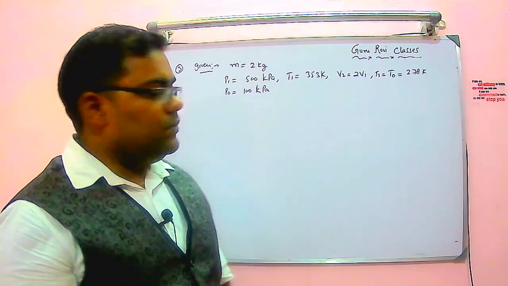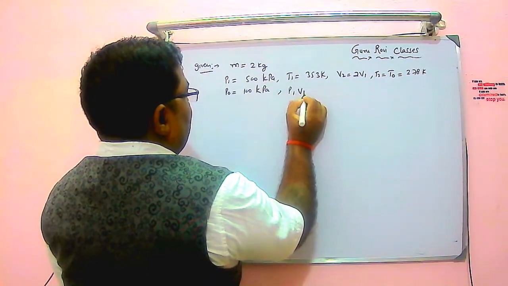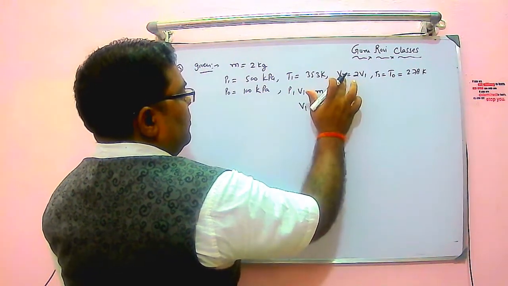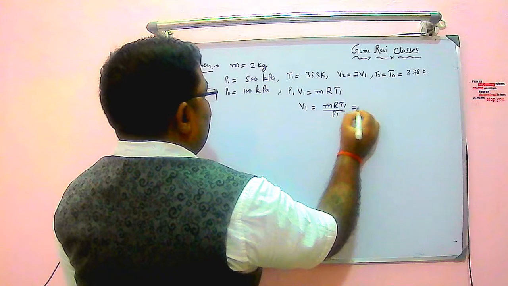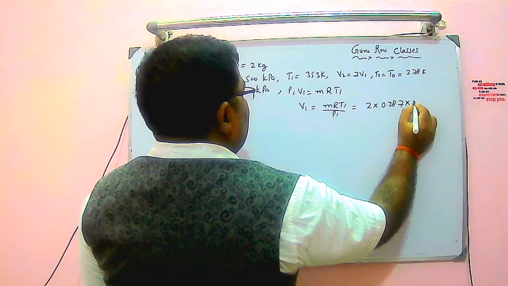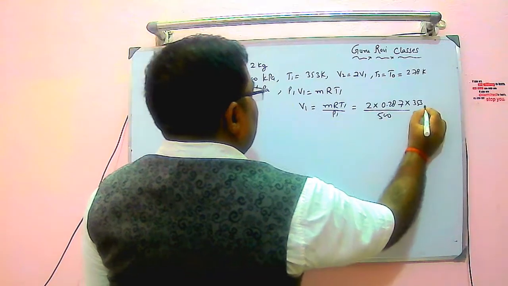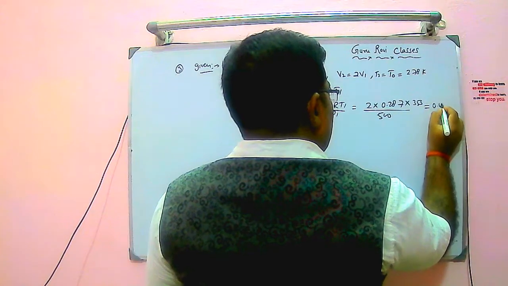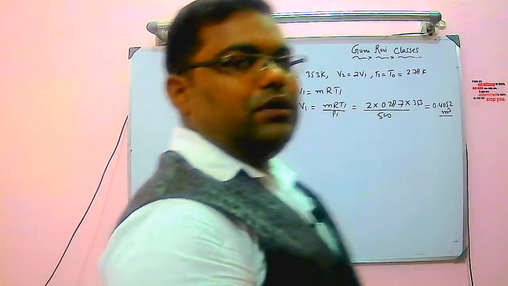So from initial itself, from this equation P1 V1 is equal to MRT1, get volume 1, because volume 2 is 2 times of volume 1, that is MRT1 divided by P1. So M is given 2, R is 0.287, T1 is given as 353 divided by P1 500 kilopascal. To solve this, you will get the volume 1, which is coming around 0.4052 meter cube. Clear?